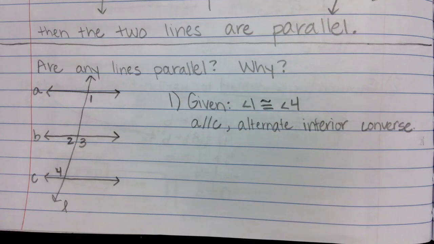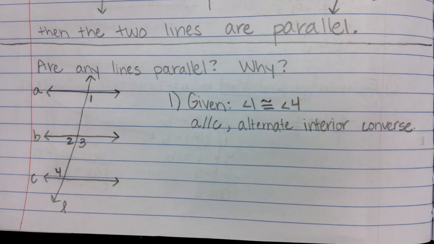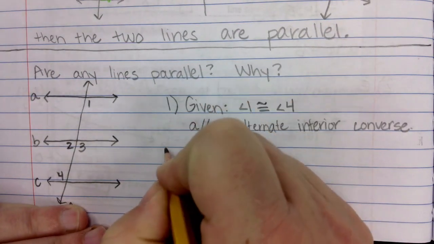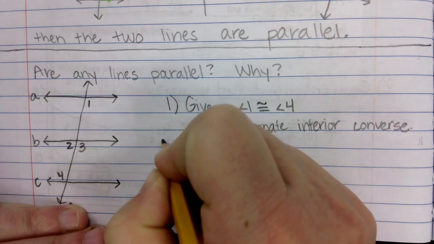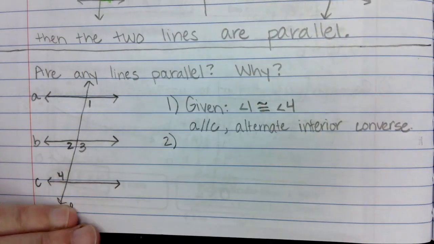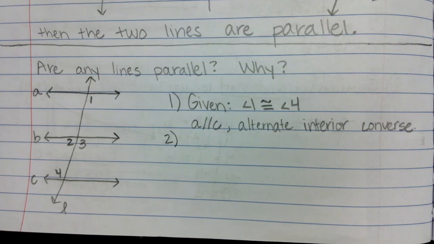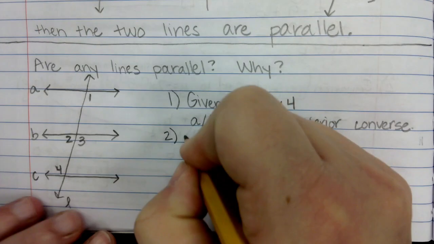that the measure of angle 1, so it's going to give us an actual degree, an amount that angle 1 is equal to, is 103 degrees. And we know that the measure of angle 3 is 100 degrees.